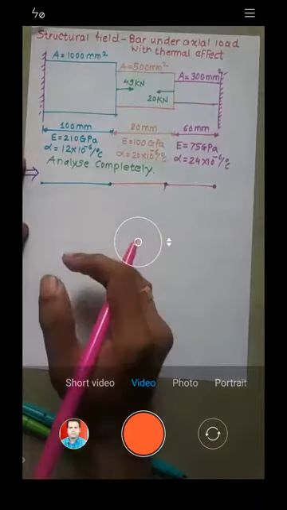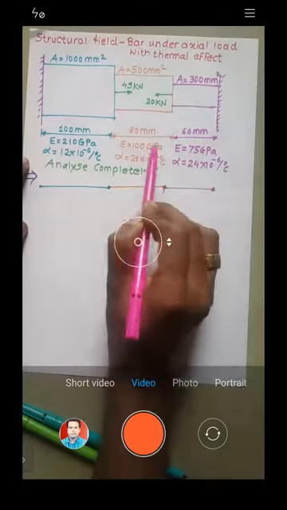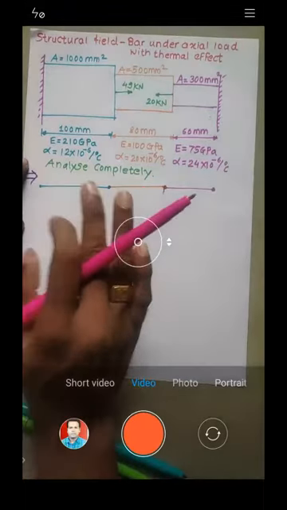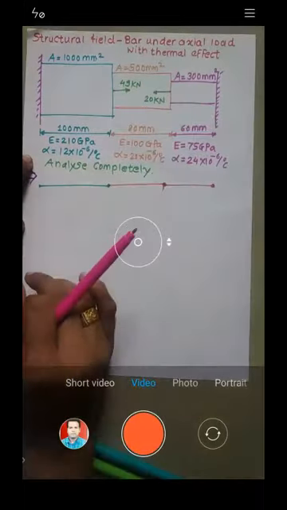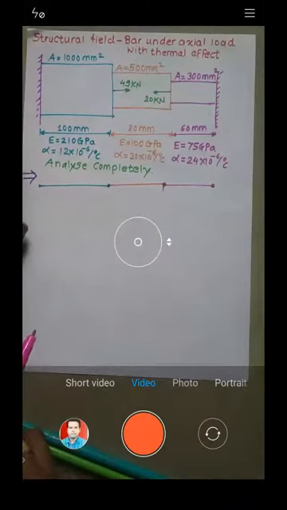Now move to the next criterion, change in material. You can see this is a different material, this is a different material, this is a different material. So I should get this as a different element, this as a different element, and this again as a different element. The elements we get considering change in cross section are the same as those we get considering change in material. So we are getting three elements based on either criterion.